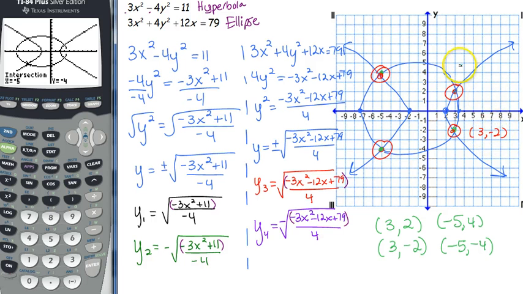3, -2, 3, 2, -5, 4, and -5, -4. So the hardest part about this is getting that ability to go into your calculator and make sure that you're able to manipulate the different equations. And we are finished.